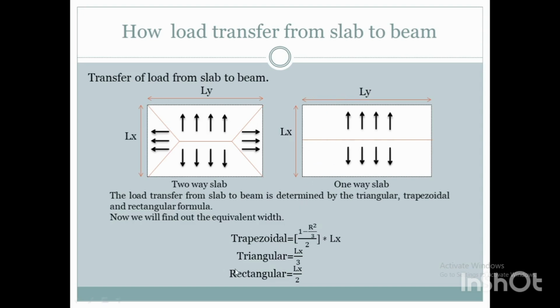Okay, from these three formulas, we can get the equivalent width, and when we multiply these equivalent widths by the slab load that is given in pounds per square foot, we get the load in pounds per foot. So that is the importance of the equivalent width. And in this video we have also discussed how the load will transfer from slab to beam.